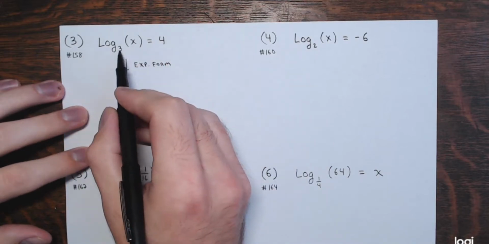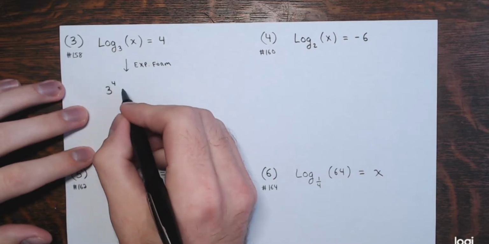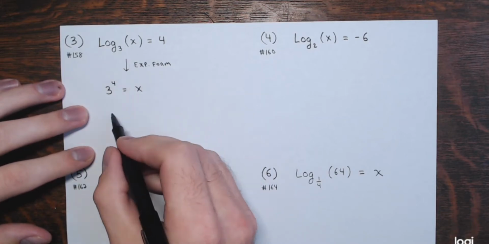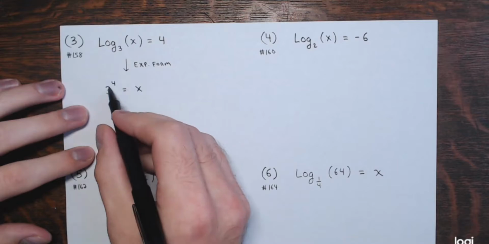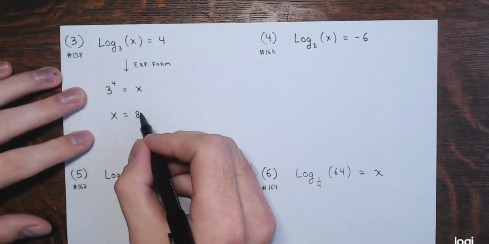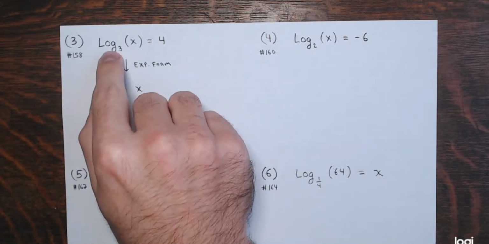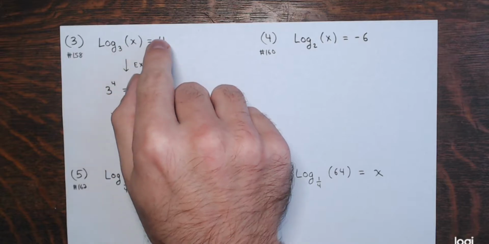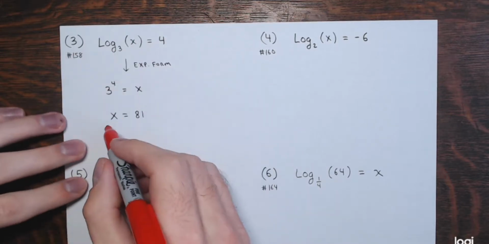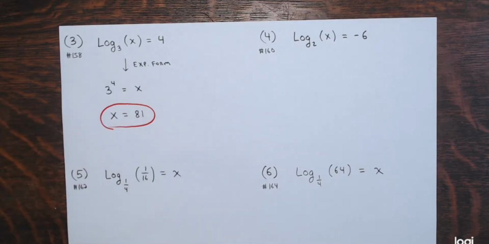And the exponential form of this would be 3 to the fourth power equals x. And there we go. It's solved. X equals 3 to the fourth power is fine, but 3 to the fourth power is 81. And then check it. Is the log base 3 of 81 equal to 4? Yeah, 3 to the fourth power is 81. That definitely works out.